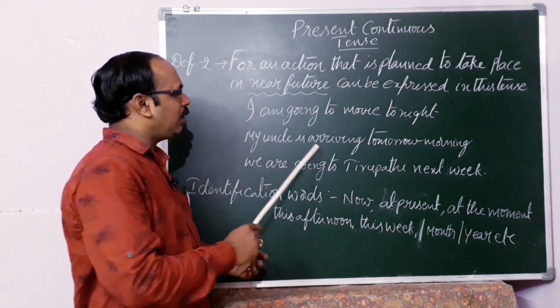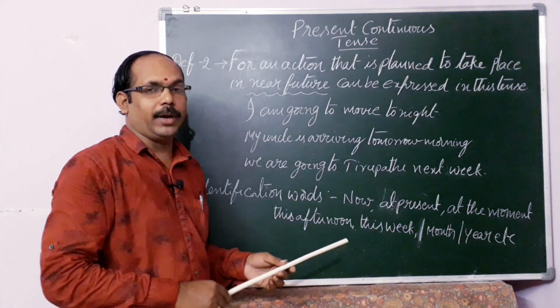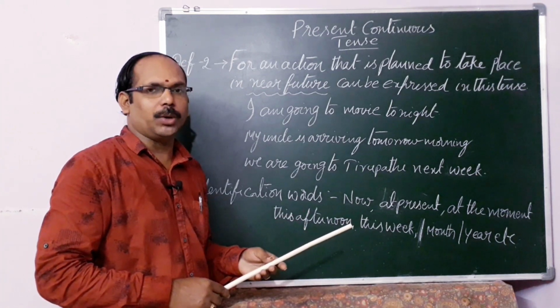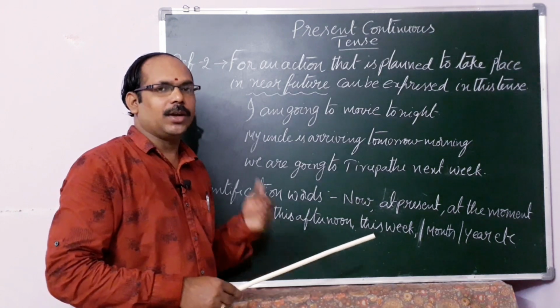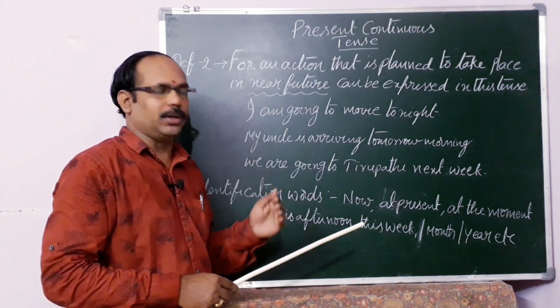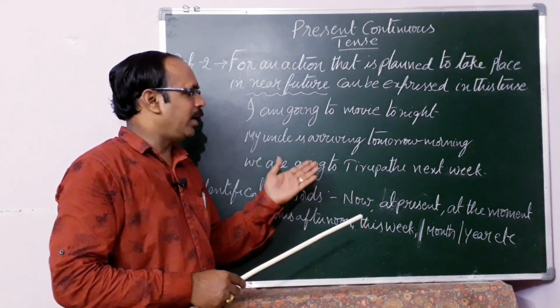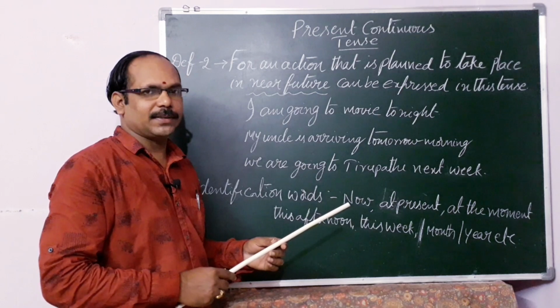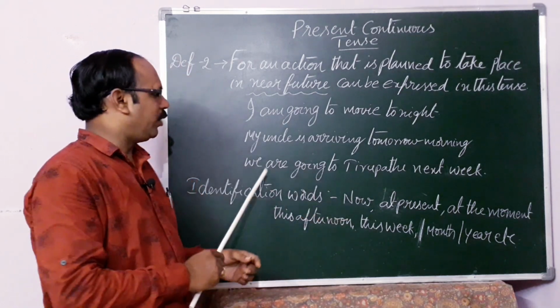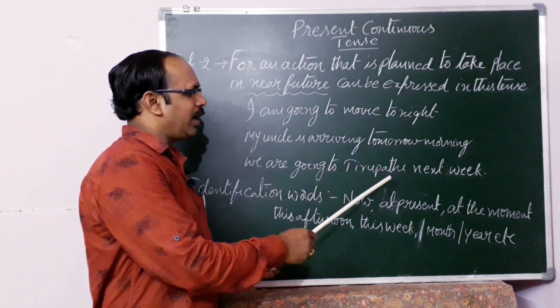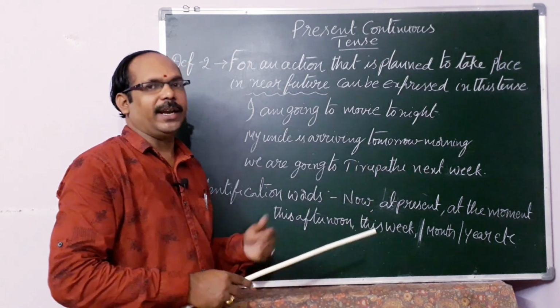And my uncle is arriving tomorrow morning. Sure, he is coming tomorrow morning, no doubt about it, because he is traveling on the bus. He is already on the bus. So definitely my uncle is arriving tomorrow morning. Such things can be expressed in this tense. And we are going to Tirupati next week, or we are going on a vacation next month, or anything else.